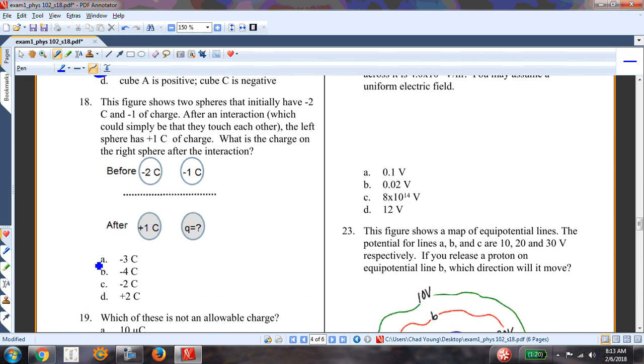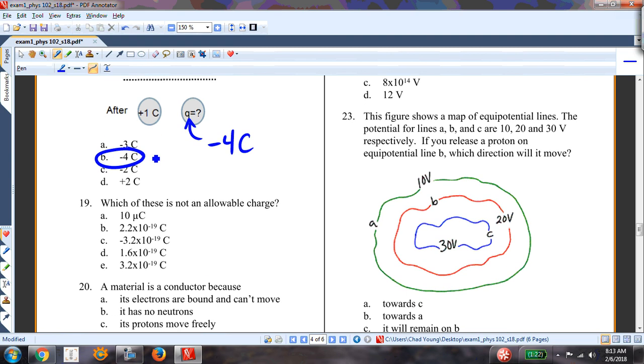This figure shows two spheres. They initially have minus 2 and minus 1 coulombs, and then you have an interaction. They touched or whatever, or maybe there was a wire touched between them. The left sphere has plus 1 coulomb of charge. What is the charge on the right sphere? Well, I initially have minus 3 coulombs total, and that means I'm going to have to also have minus 3 coulombs over here. So this one has to be minus 4 coulombs, because when combining with a plus 1, I get minus 3. What's happened here is that 3 coulombs of charge, minus 3 coulombs of electrons, went from this sphere over to here.